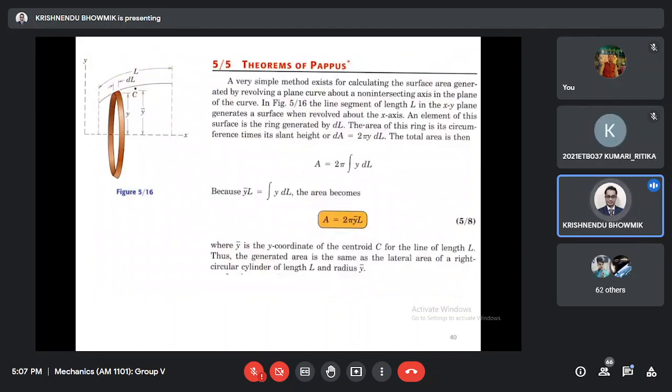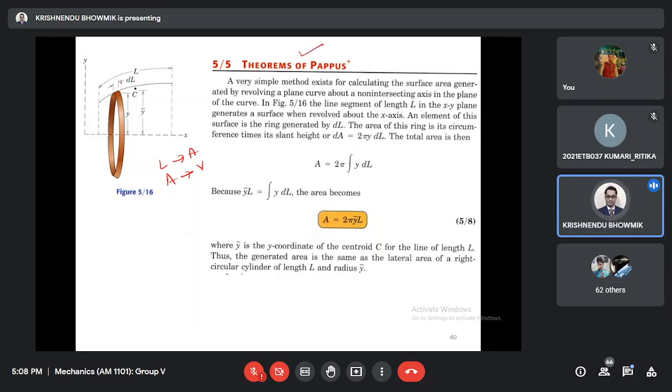Okay. Now the theorem of Pappus. The theorem of Pappus says that when we rotate any length with respect to some axis, we will get an area. When we rotate some area with respect to some axis, we will get a volume. That expression will be used in the theorem of Pappus.